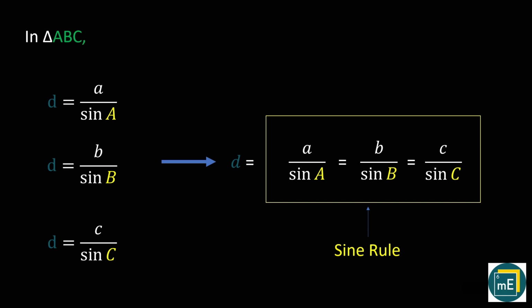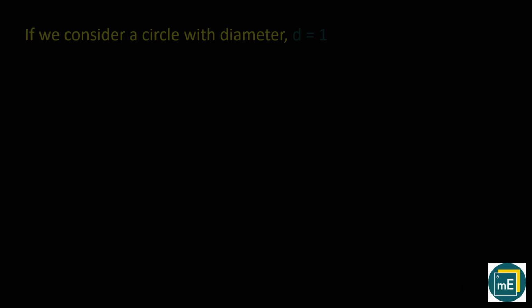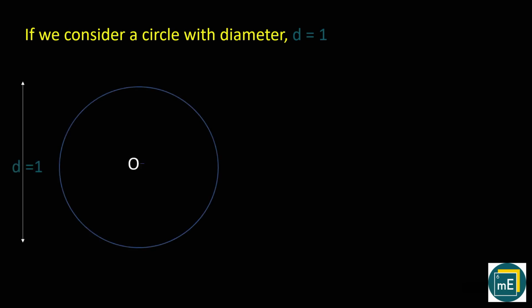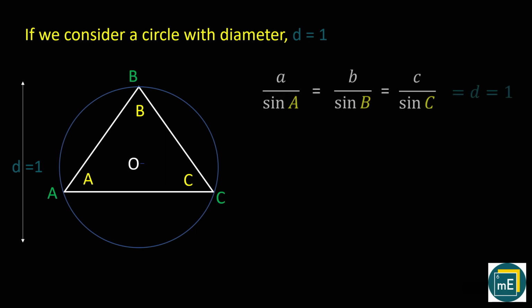This identity can be used to develop an interesting and beautiful observation. Imagine what will happen if the diameter of the circumcircle is unity. If diameter d of the circumcircle becomes equal to 1, then for an inscribed triangle ABC, side a, which is opposite to angle A, becomes equal to sine of A. Side b, opposite to angle B, becomes sine of B. Side c, opposite to angle C, becomes sine of C.